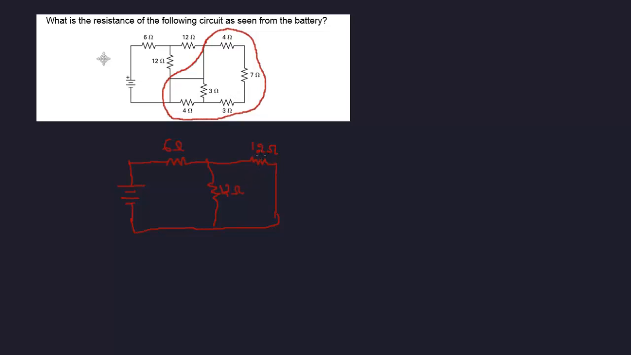Now these two are in parallel because we have a node here. They're not in series. That's a mistake that we as students usually make. There's a node here, so these two are definitely not in series at all. So 12 in parallel with 12 is 12 times 12 over 12 plus 12. This is 144 over 24, and that's 6 ohms.